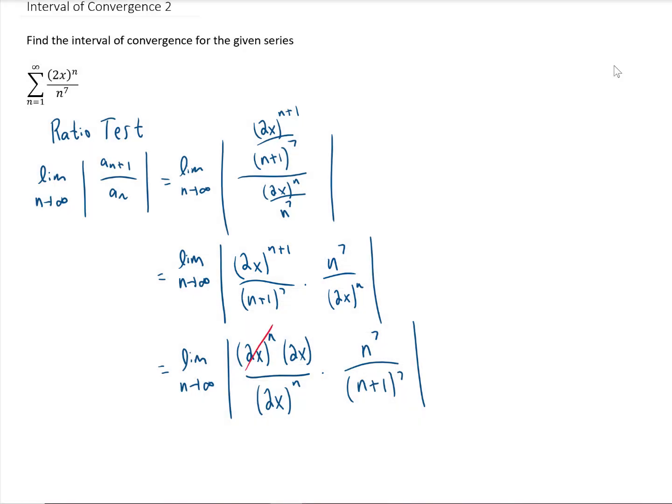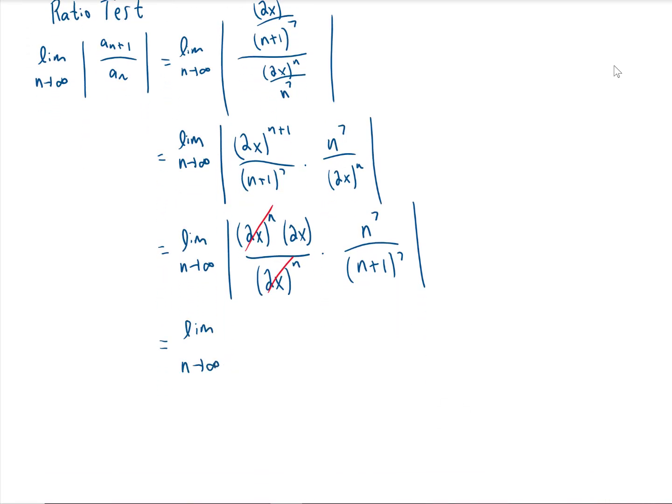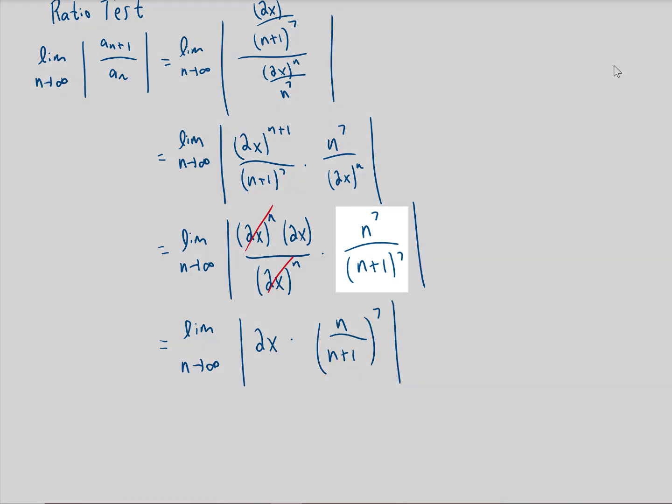Now notice that our 2x to the n powers can cancel, so I'm going to rewrite this. And I'm also going to rewrite these two terms. Notice that they're both raised to the 7th power, so we can rewrite this as n over n plus 1, that whole quantity, to the 7th power.